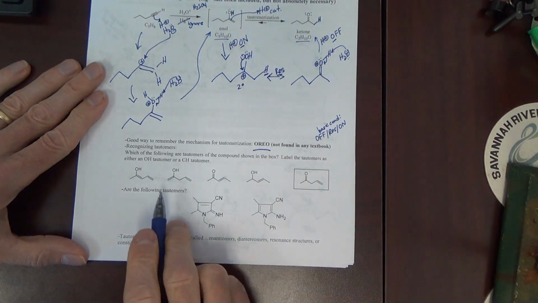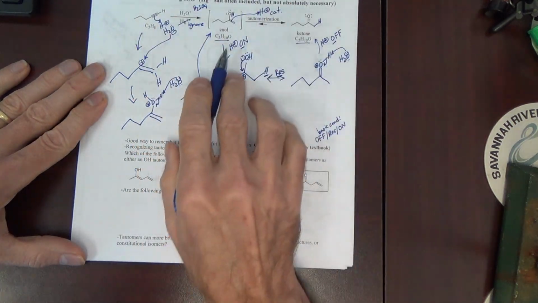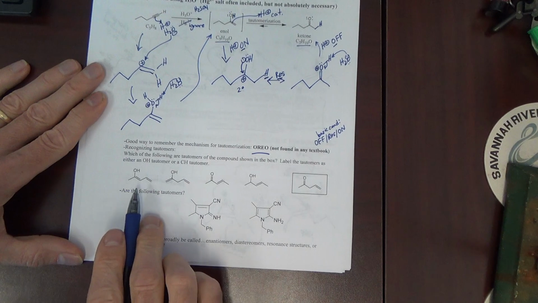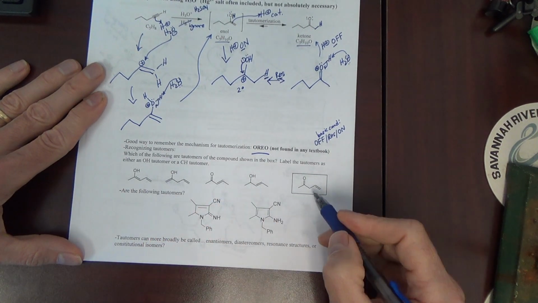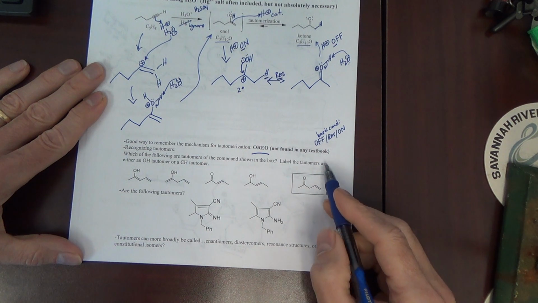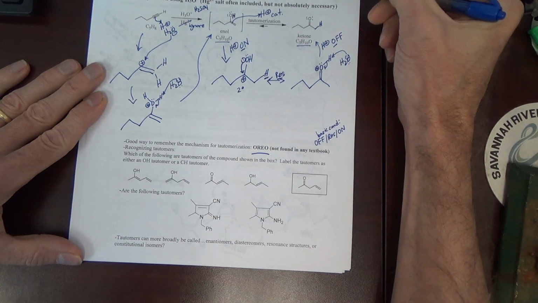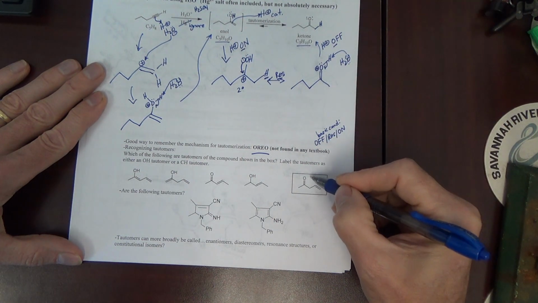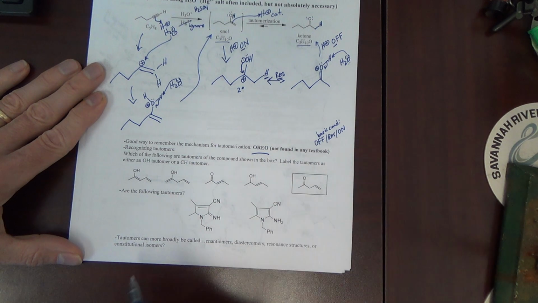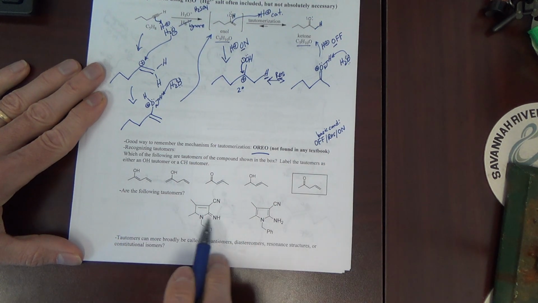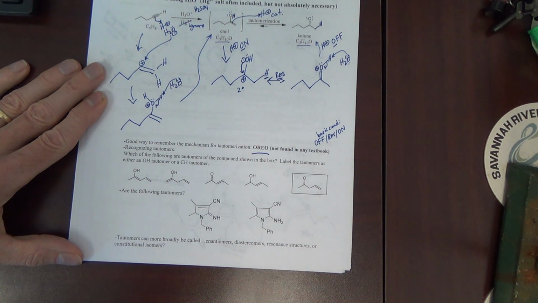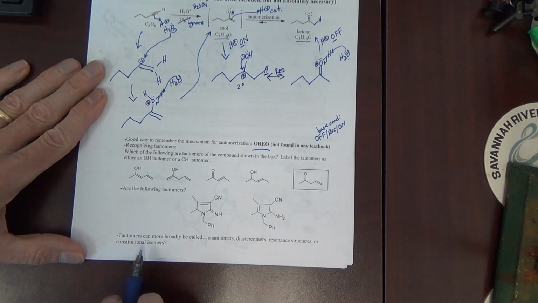Okay. Need to be able to recognize tautomers. We just explained why these are tautomers and what a tautomer is. Question: which of the following are tautomers of the compound in the box? Label the tautomers as either an OH tautomer or a CH tautomer. It's also discussed above. Please do that on your own. We'll look at that later. Question: are the following two molecules tautomers? And then finally answer the question below. Tautomers can more broadly be called which of these terms?